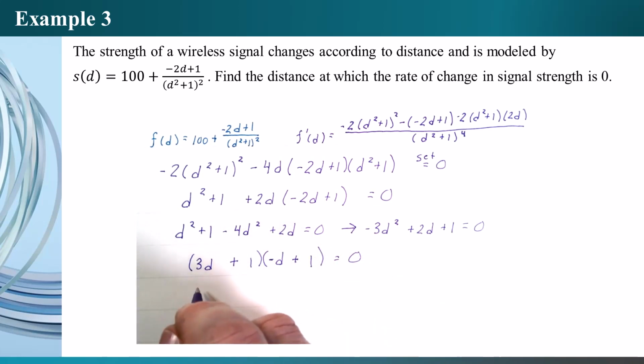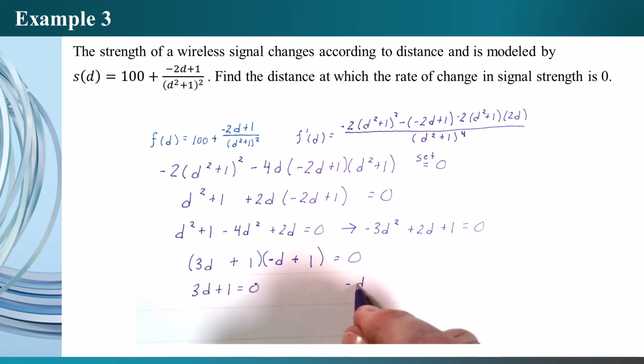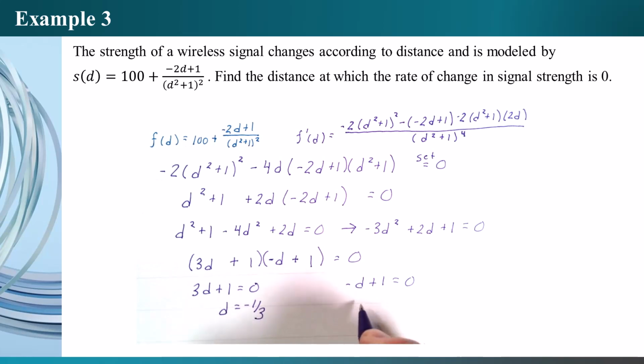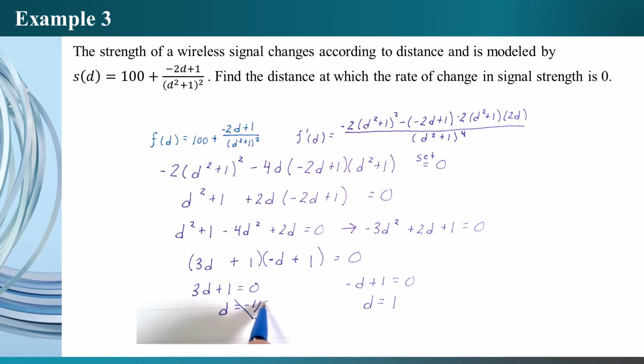And so now we set each of these equal to 0. We get 3d plus 1 equals 0, and we get negative d plus 1 equals 0. And over here, when we solve for d, we're going to get d equals negative 1/3 and d equals 1. Now remember, d represents distance here, so d equals negative 1/3 doesn't make any sense as a solution. Our only solution is d equals 1.